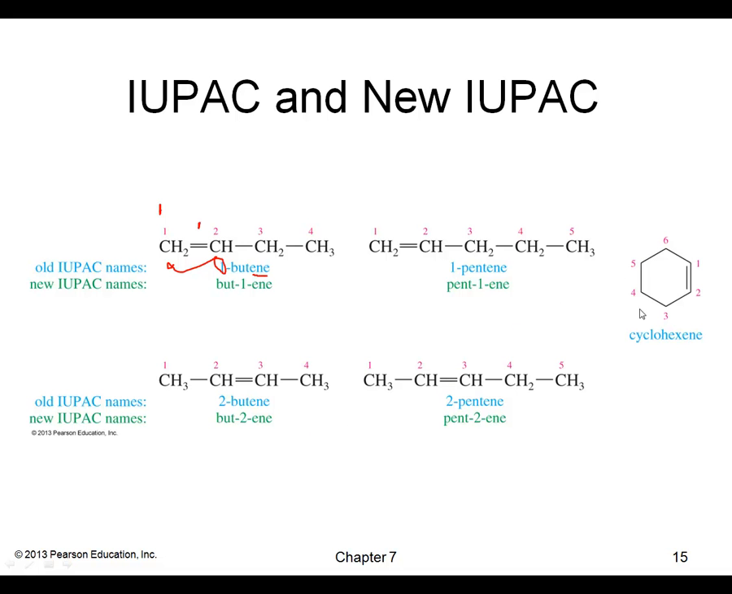If I had a double bond in a ring like cyclohexene, note I start numbering here and I number through the double bond. This is an important rule. I start with 1 and I've got to proceed in this direction to go through the double bond and then continue. I don't have a number out in front because with a ring it's always assumed that the double bond will begin with 1.